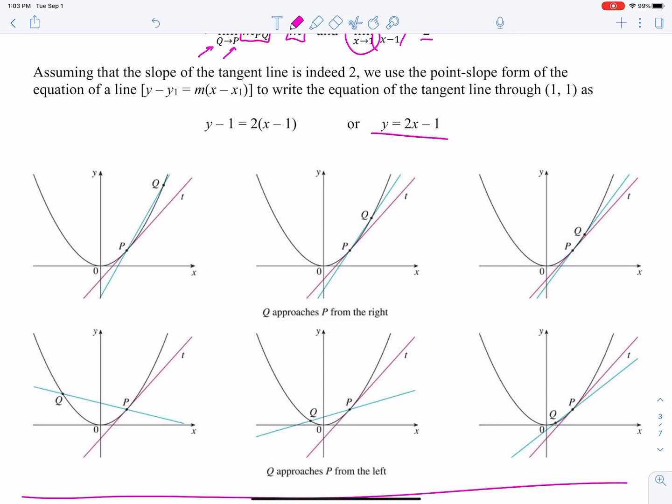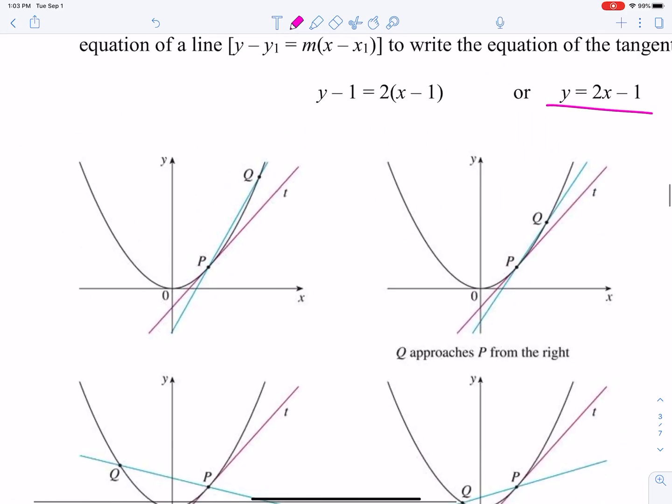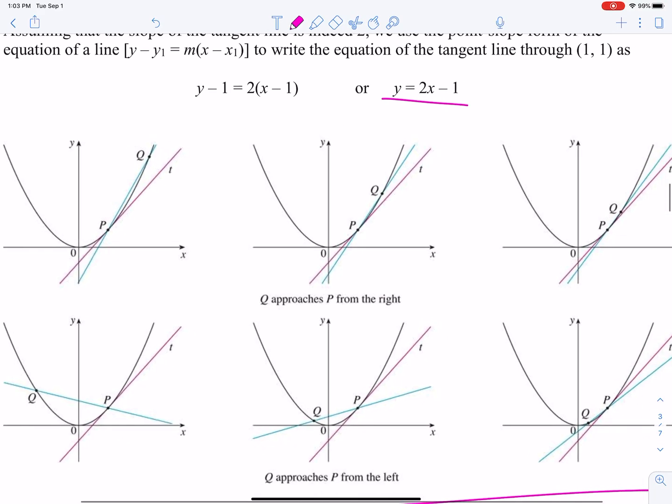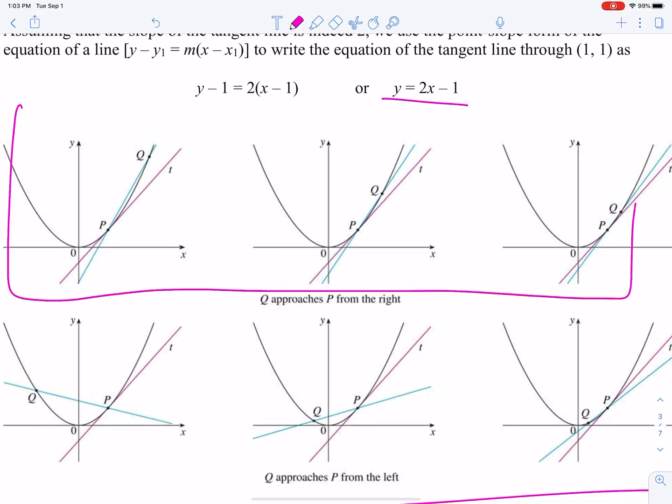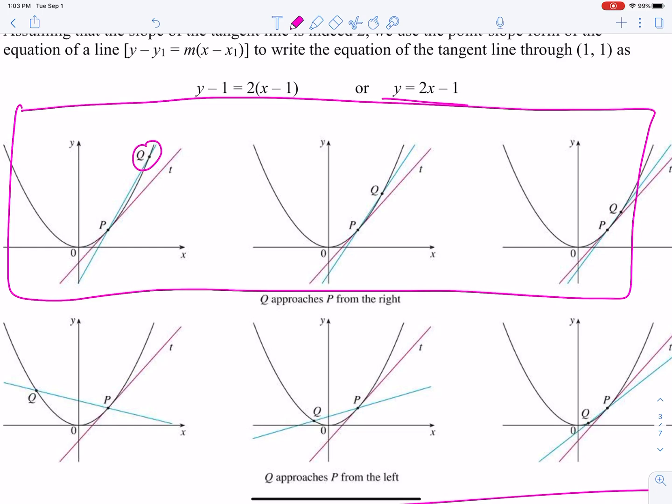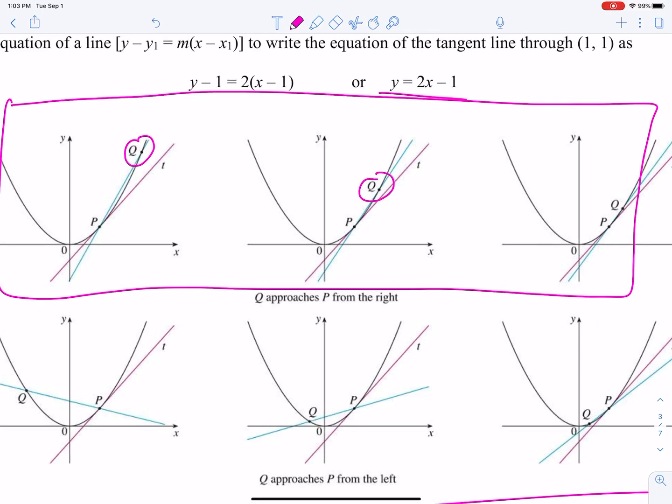Now all these graphs right here are just showing what I was talking about. We don't always have to come in from the right. In other words, let's follow these top 3 graphs. And notice what's happening to point Q. Point Q is way out here. Now it's getting closer to P. Now it's even closer to P. And like we said, when we do limits, we're going to bring that point Q infinitely close to point P.